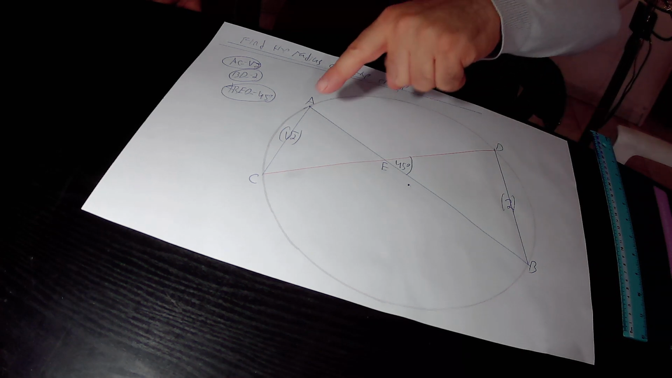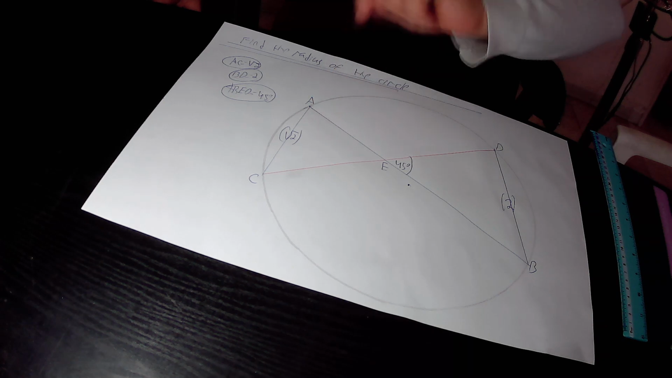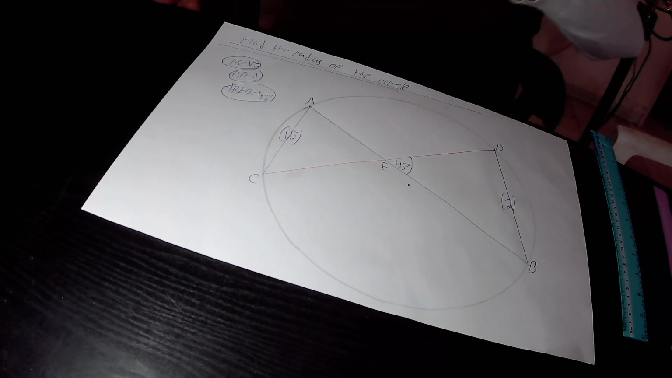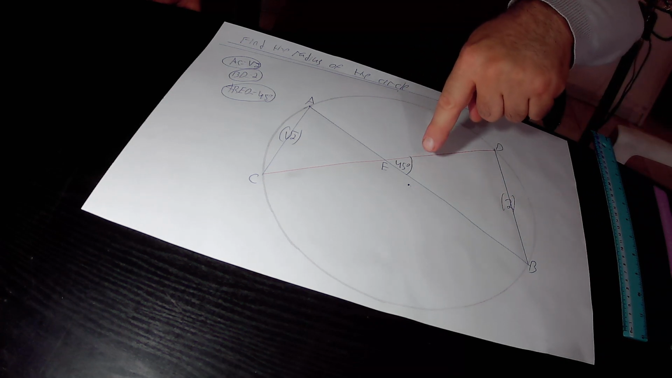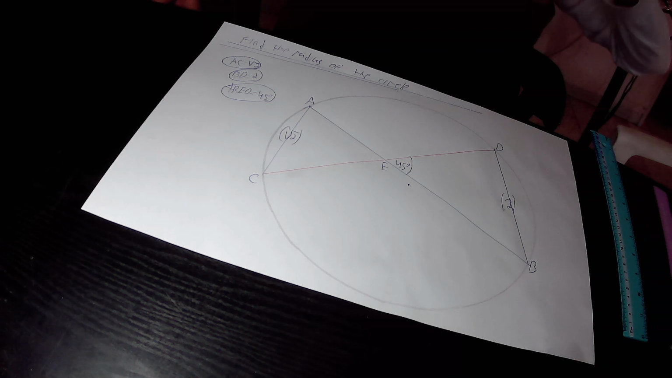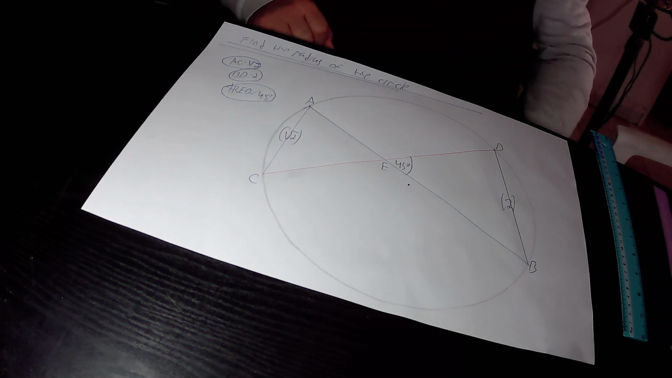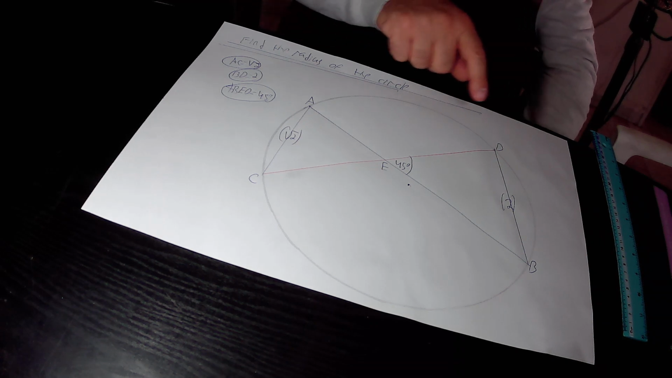We have also chord AC, that is equal to the square root of 2 units in its length. And we have also angle DAB, that is equal to 45 degrees in its size. Again, our mission is to find out the radius of this circle. So first of all, we'll join points A and D together by a straight line.